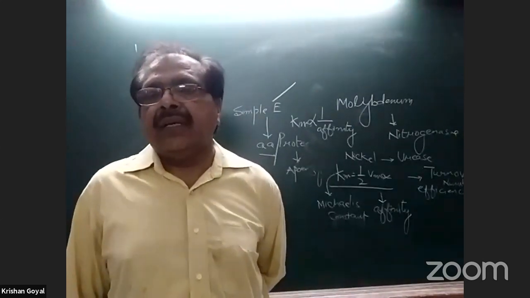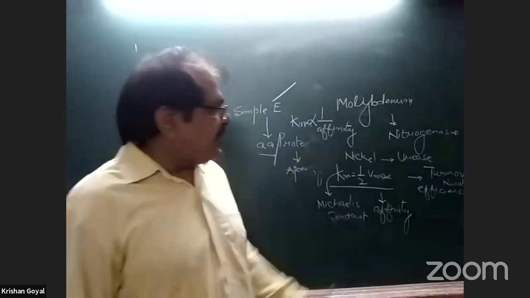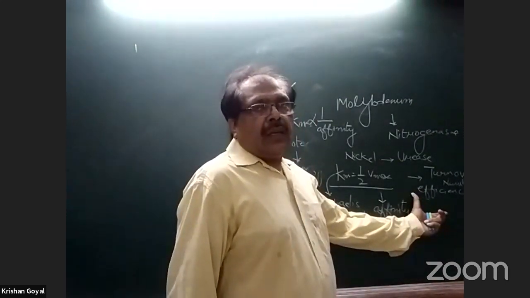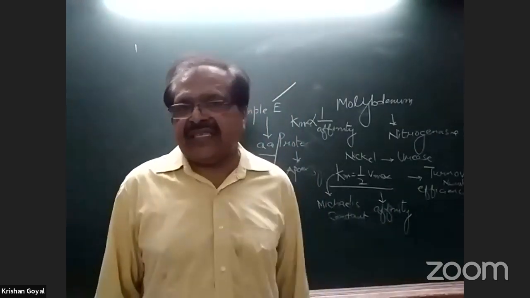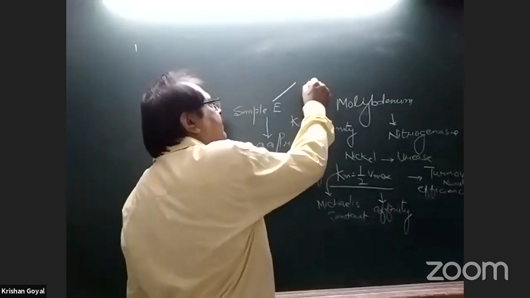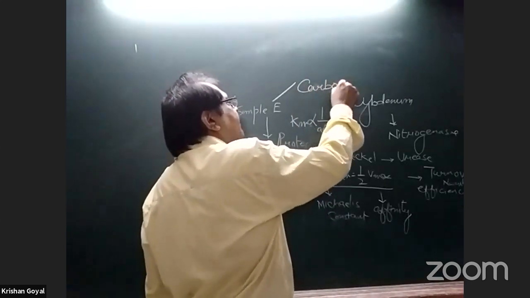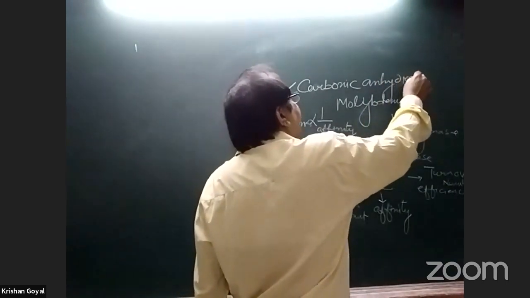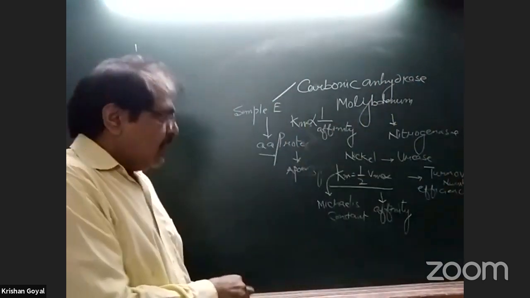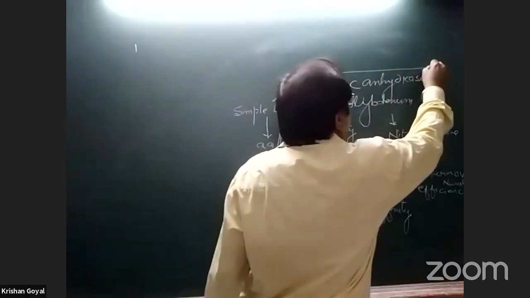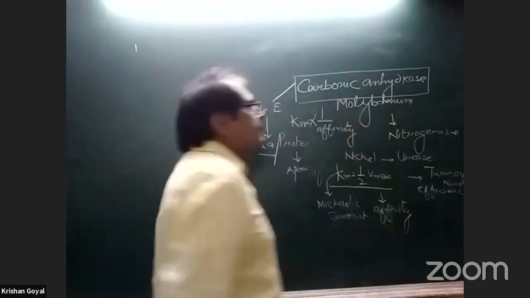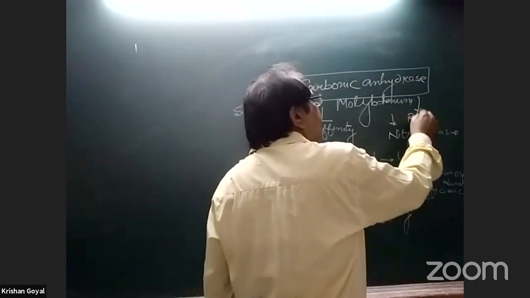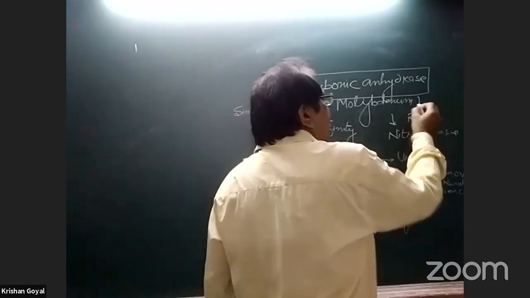That is known as the turnover number of the enzyme. And turnover number represents the efficiency of the enzyme. Now, the maximum efficiency is that of the enzyme carbonic anhydrase. Carbonic anhydrase. This enzyme is present in the red blood cells.